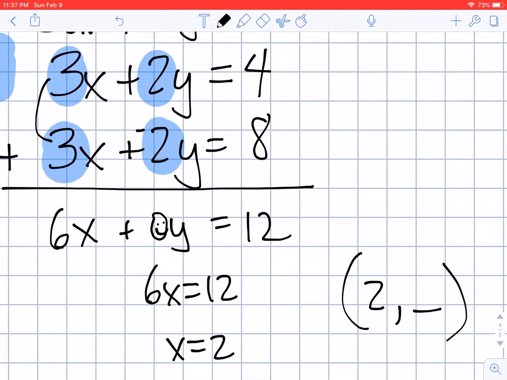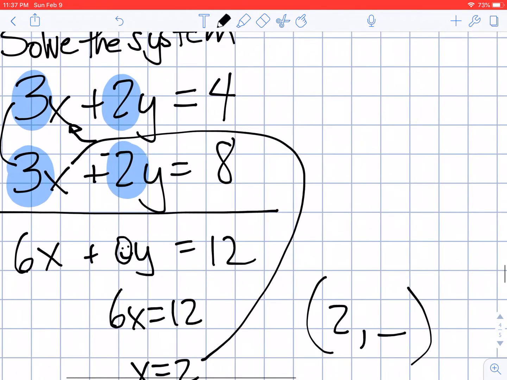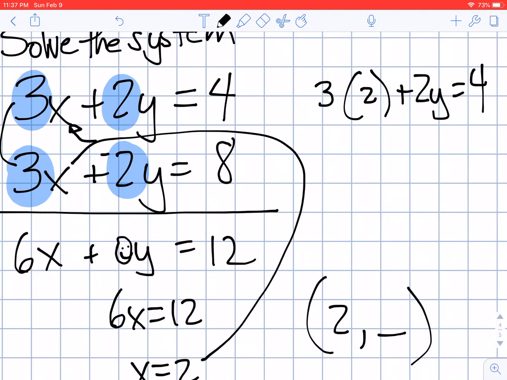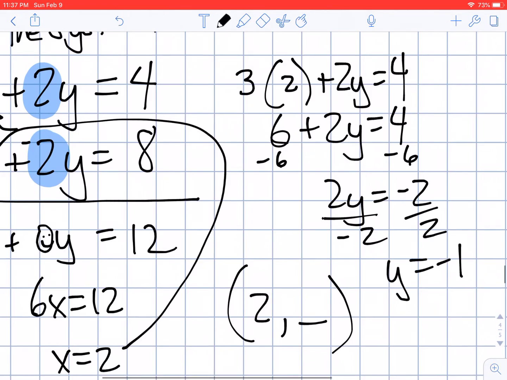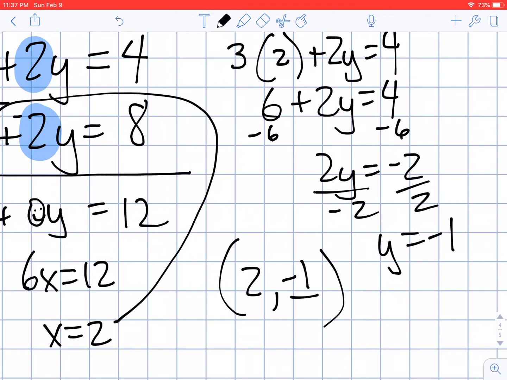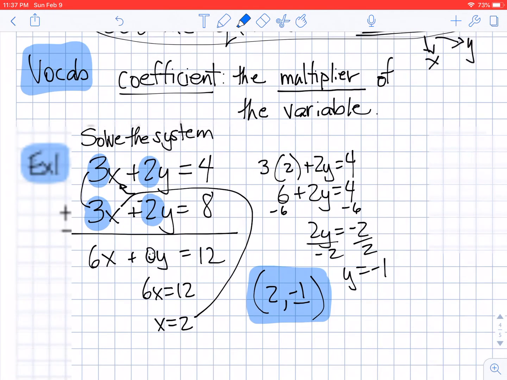Now we have to go back and figure out the y variable. In this case, take the x value, and you can go to either equation. I think I'm going to choose the top equation to plug the 2 into because there is no minus sign there. So 3 times 2 plus 2y equals 4. So 6 plus 2y is 4. Subtracting 6 from both sides, 2y equals negative 2. And then dividing by 2, we can see that y equals negative 1. So our second part of the answer is negative 1. So here is our solution to the problem, 2, negative 1.